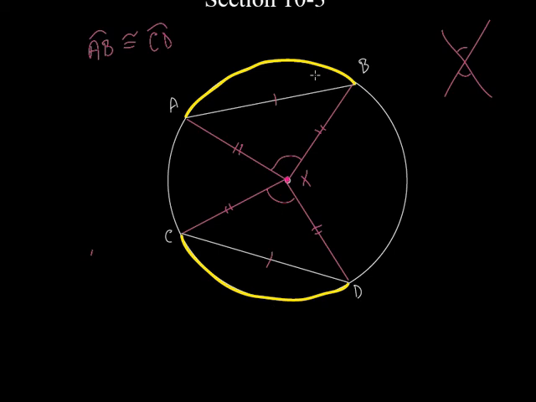So if I have two chords in one circle that are equal to each other, then their arcs are going to be equal to each other. So equal chords have equal arcs. You with me? It works the other way too. Equal what? Arcs have equal chords.